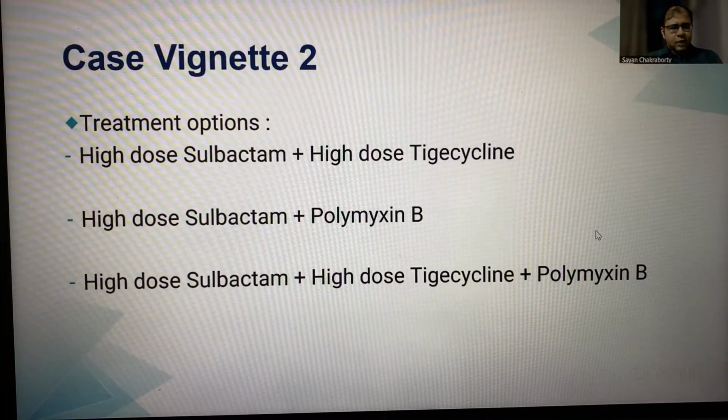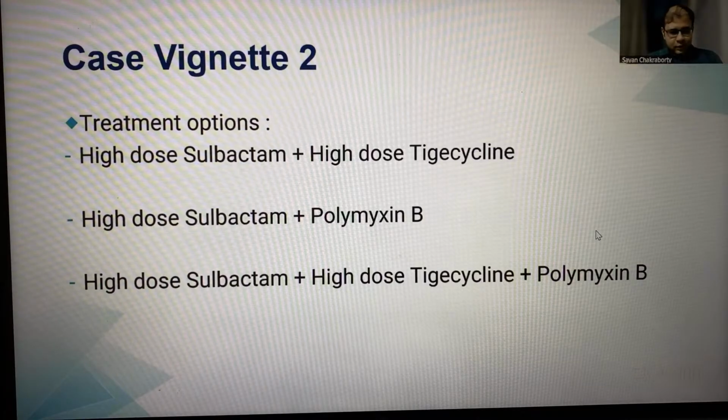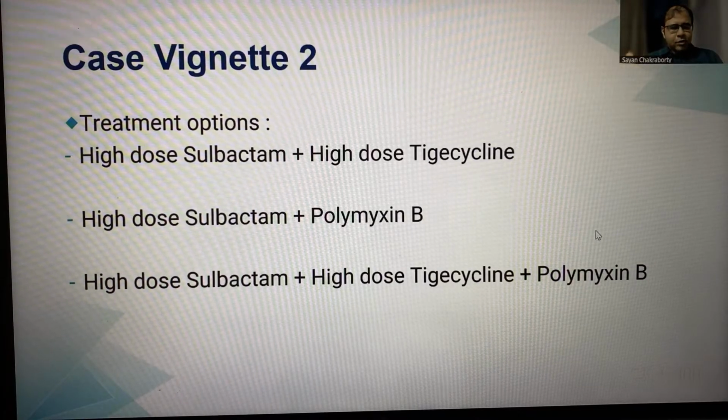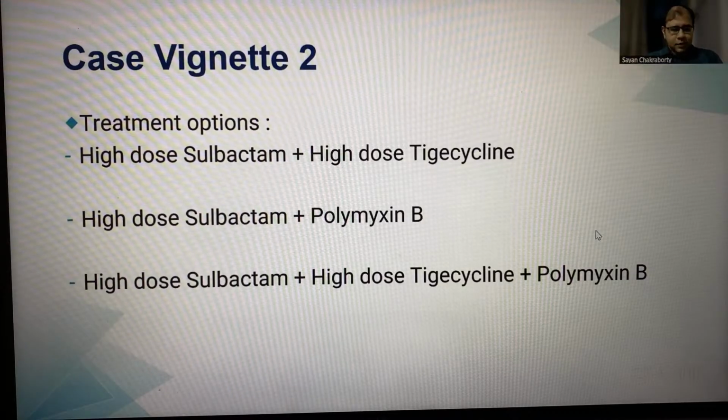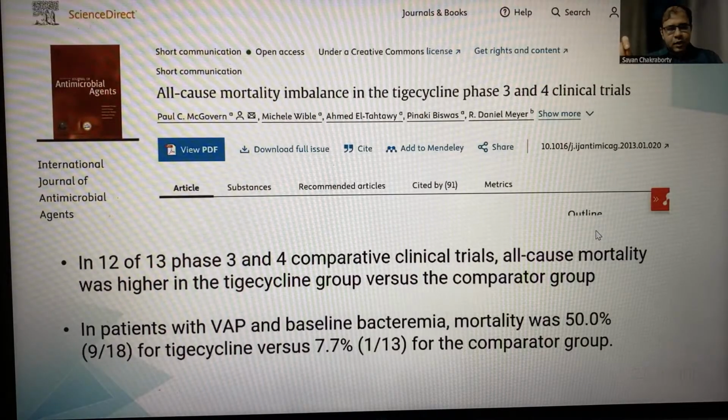You can use a high dose sulbactam with a high dose tigecycline. You cannot use a normal dose tigecycline in this case. You can use a high dose sulbactam with polymyxin. And if it is a very severe case, if it is really difficult to treat, you can use a combination of these three: high dose sulbactam, high dose tigecycline, and polymyxin.